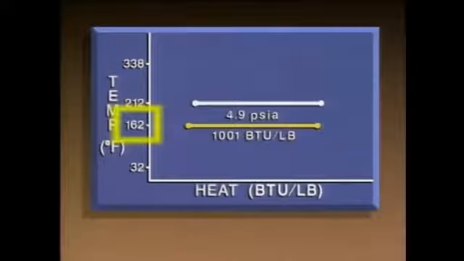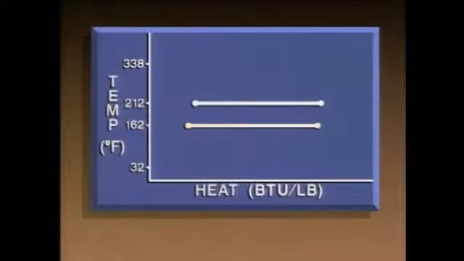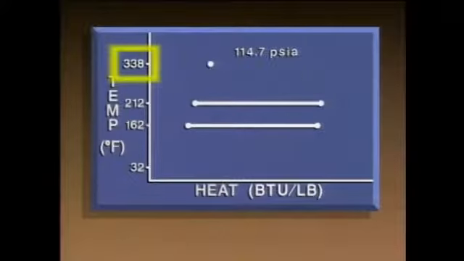At lower temperatures, the water molecules move more slowly. As a result, it's harder for them to boil and escape the body of water as steam, so it takes more heat to change the water completely to steam. Now let's look at a pressure that's higher than atmospheric, 114.7 psia. At this pressure, water won't boil until it reaches 338 degrees.